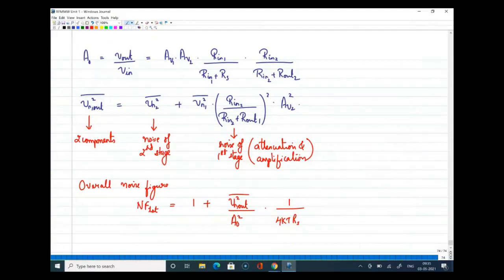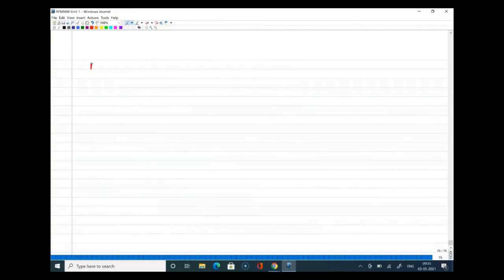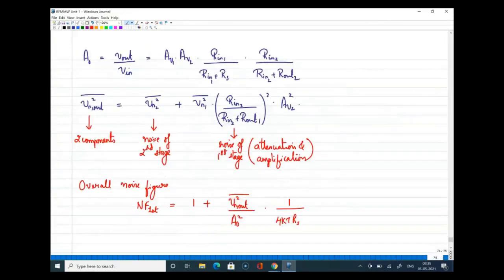But how this can be modified now, I can write this noise figure total as 1 plus the Vn square. I have to plug in this term now, because this component Vn out square is actually the noise components of first and second stage, everything I'm writing at the output. So I have to plug in this expression over here. Vn out square bar is the term that should be added.